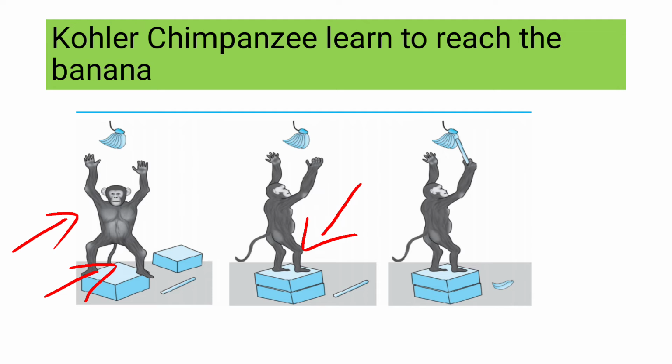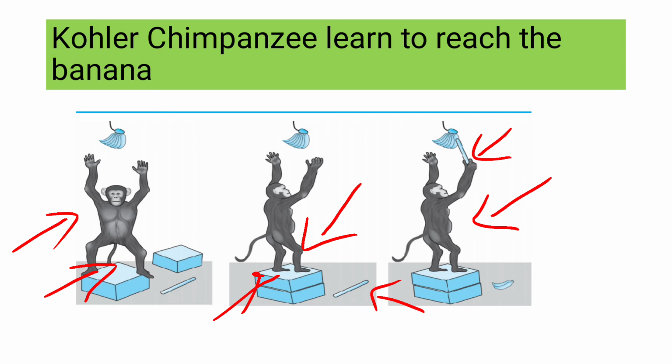Next there was a stick. After that it took that stick, in the third picture, and started reaching for the banana. So initially it simply jumped. Later, in the first picture, it put one box and tried, but even that was not able to reach the banana. In the second picture, it put two boxes and tried, but even that time the height was too much and it could not be climbed. It was just near to the banana, but not able to pick it. Next, it took the stick. See here, the stick is there, no? It took the stick and it reached the banana.